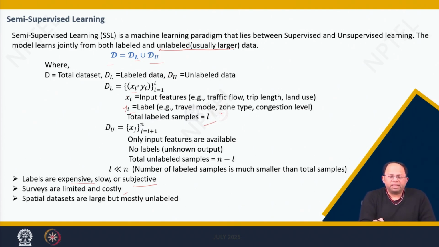Now the other part of the data, the unlabeled part, has only Xj, that is, only the input features are available, and we don't know the labels of this data. The total number of unlabeled samples is N minus L, because we already have L labeled samples and N is the total number of samples. And obviously L is much smaller than N, so the number of labeled samples is much smaller than the total samples.